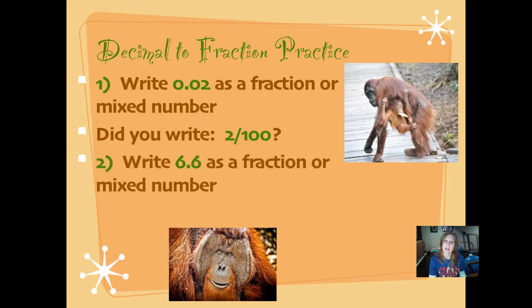Write 6 6/10ths as a fraction or mixed number. Pause it and push play when you're ready. Did you write 6 6/10ths? That first 6 is your whole number, just like the whole number to the left of the decimal. Then 6/10 is written 6 over 10. 6/10, just like the decimal, 6/10.